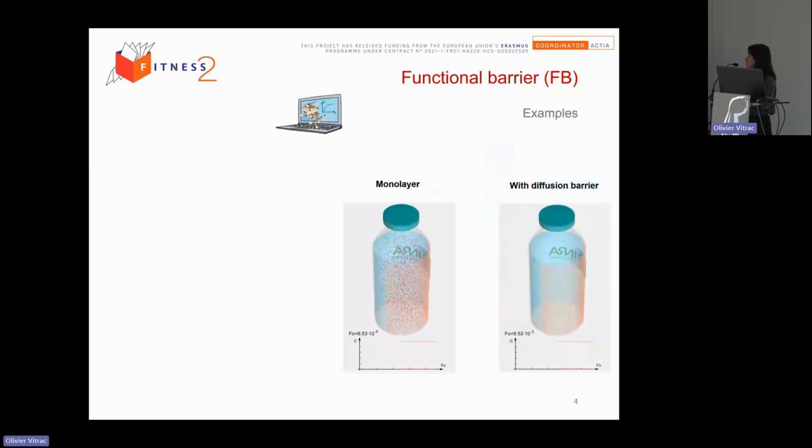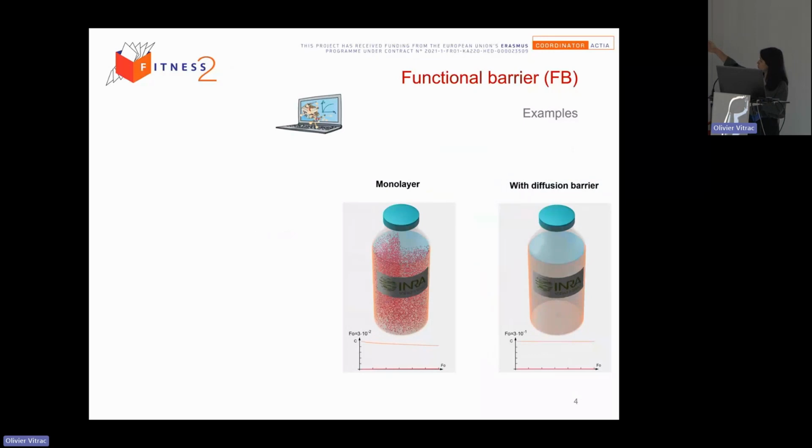You have already seen this video yesterday, I think. It shows the effect of the barriers. On my right, your left-hand side, we have monolayer bottles, and on the other side we have diffusion barriers. In the beginning we have less migration using the diffusion barrier, but after a long contact time we have almost the same contamination rate, because we don't play with chemical affinity.